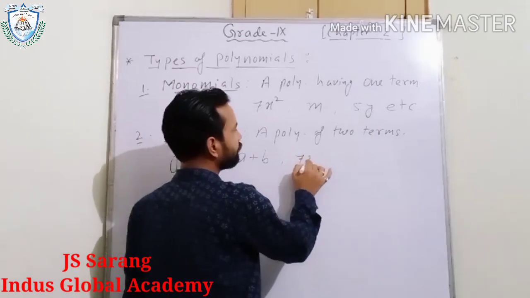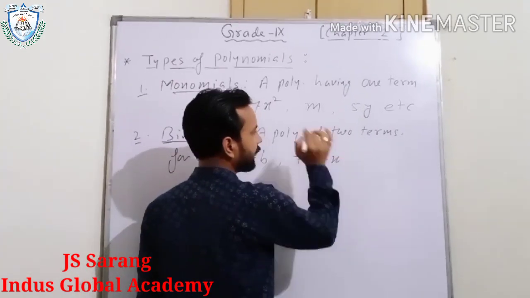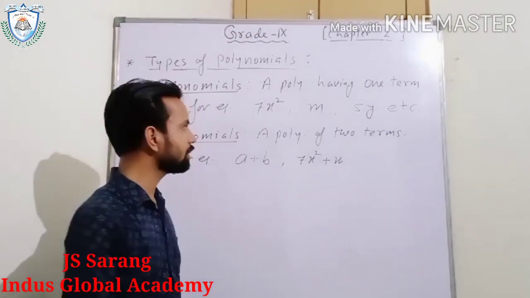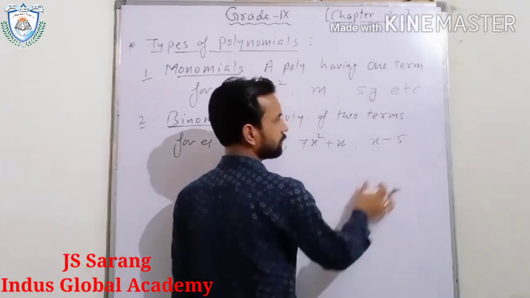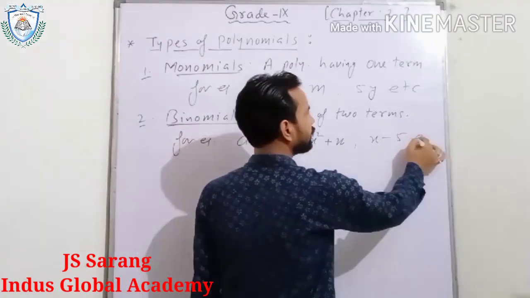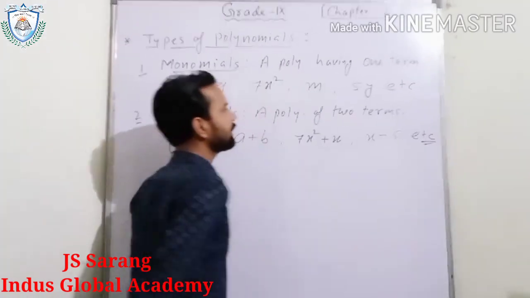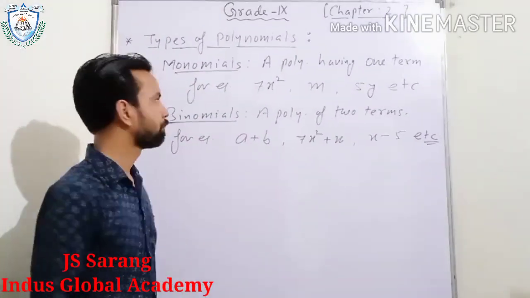Next example, 7x square plus x. Again there are 2 terms. Next, x minus 5. Again 2 terms are there. That means these are the examples of binomials.